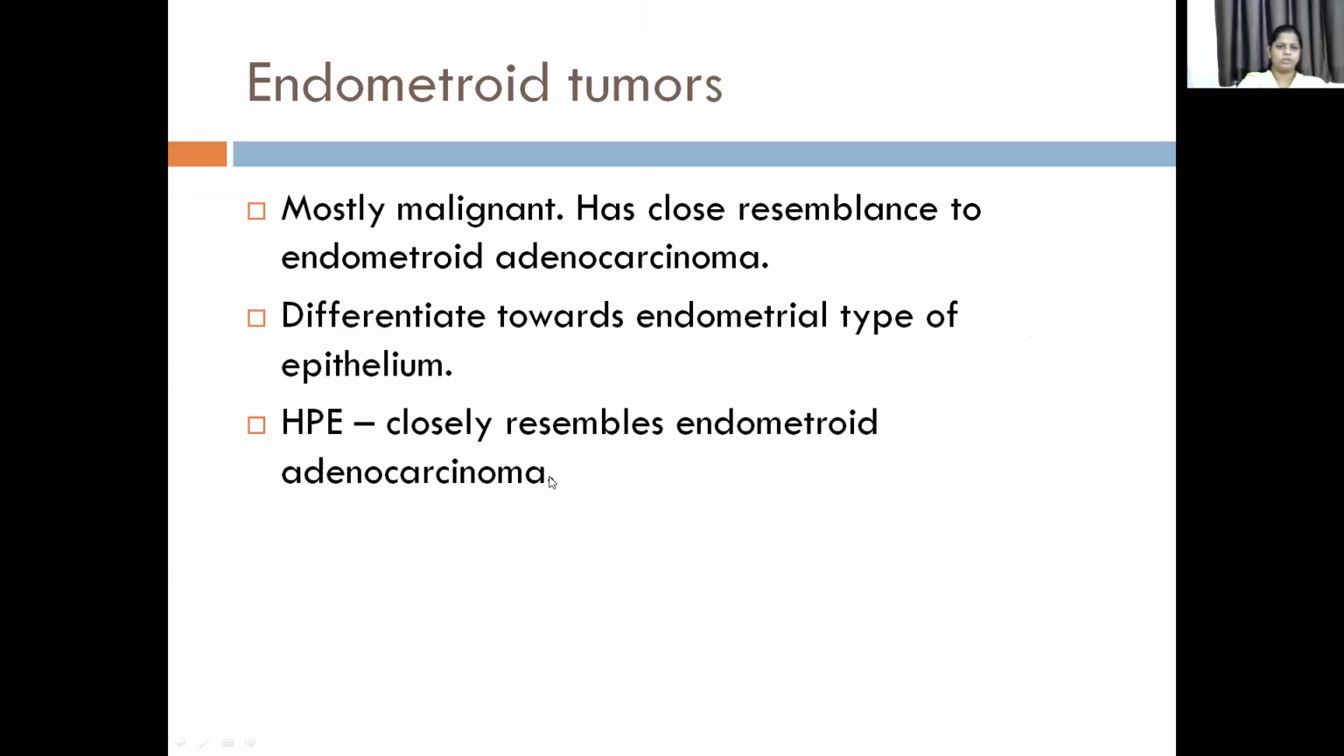The endometrioid tumors are mostly malignant and they have close resemblance to the endometrioid adenocarcinoma. Endometrioid adenocarcinoma is seen in the uterus, right? They are type 1 and type 2. Type 1 are the endometrioid adenocarcinomas of the uterus. Because the name itself indicates endometrioid, they differentiate towards the endometrial type of epithelium.